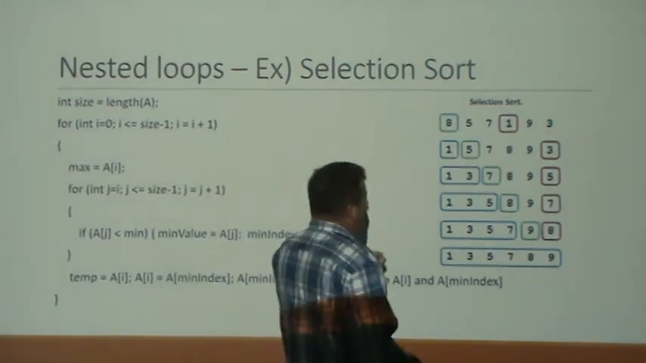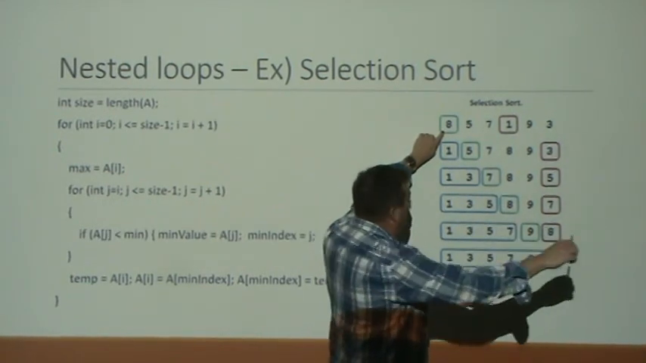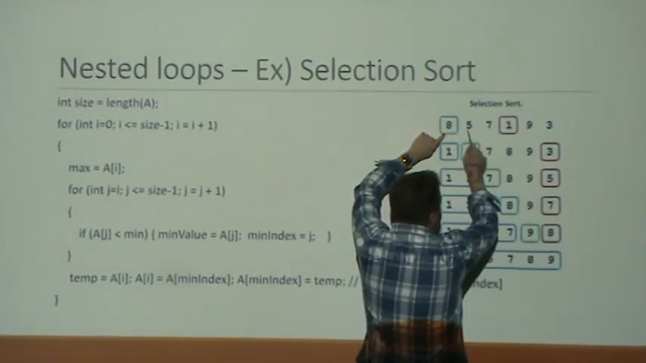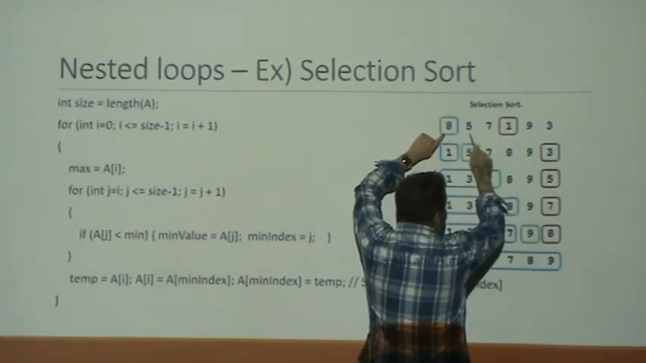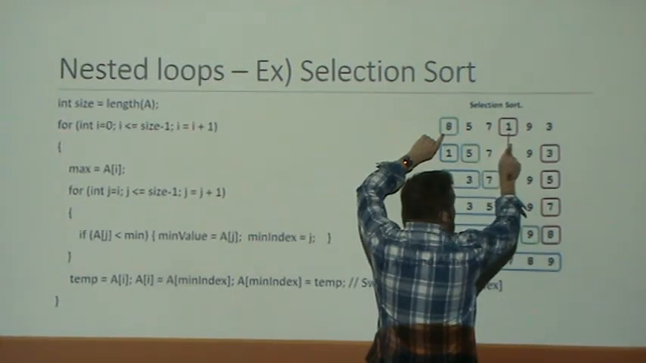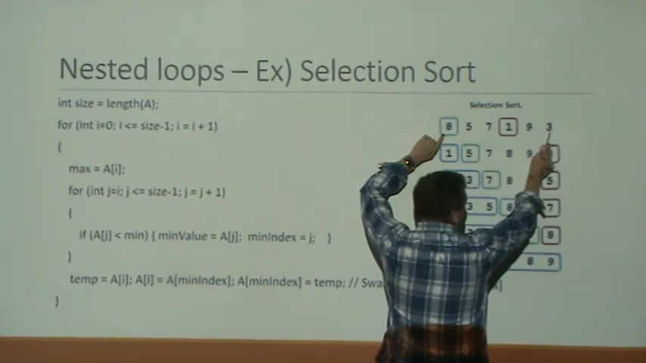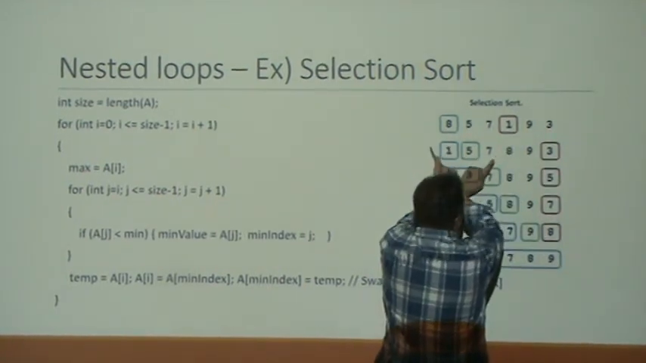So here's what we're basically doing. We're saying I want to swap this 8 with the smallest number in the whole array. So I'm going to read this one and this one and this one. As long as I find a smaller one, I'm going to remember it. So I found this is the smallest one. I'm going to remember its location and its value. So the smallest value I've seen so far is a 1. I ask, is 9 less than 1? No. Is 3 less than 1? No. So I swap the 1 and the 8.